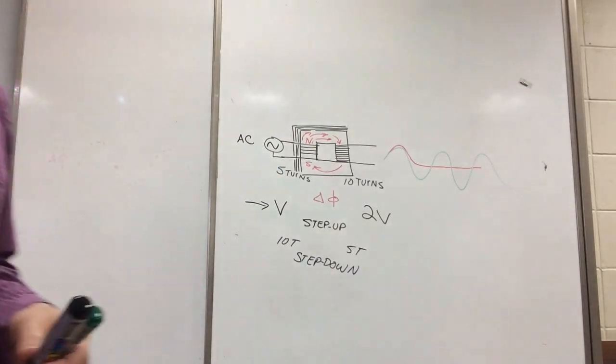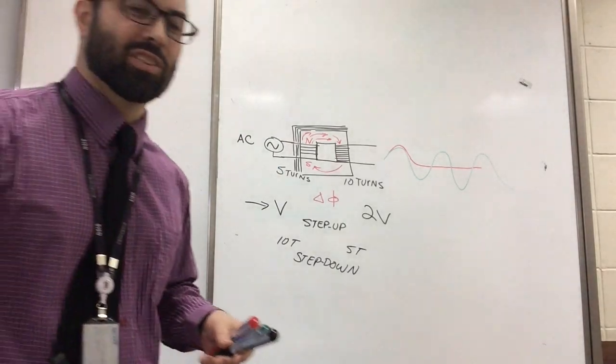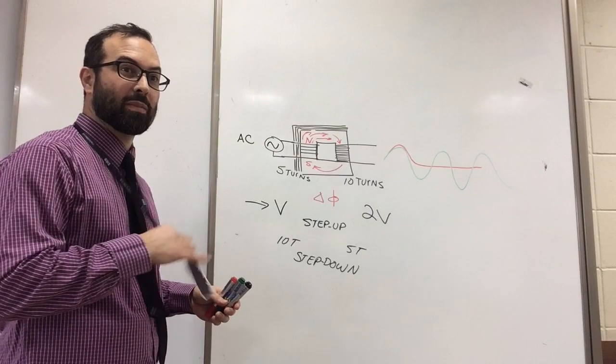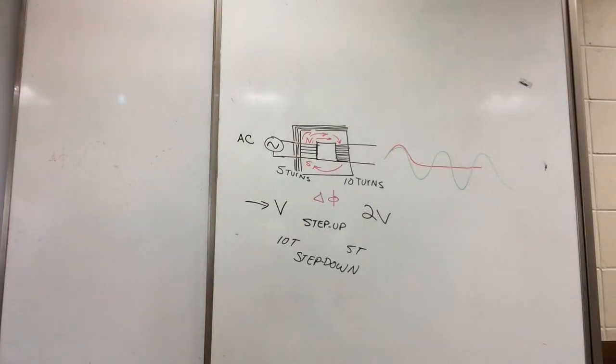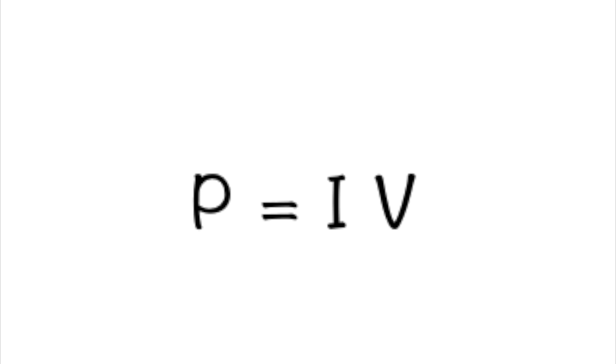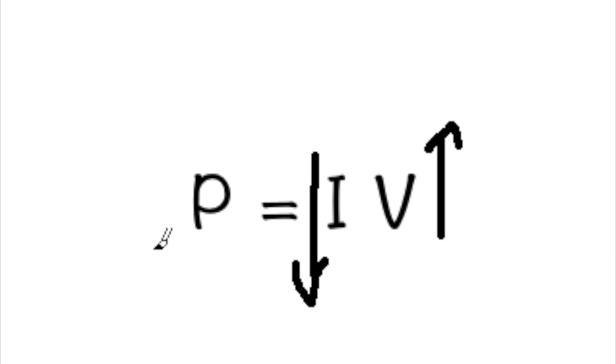Now, the cool part about this is that this is, once again, this is free energy, right? Can we get free energy? I don't know. Well, let's talk about power then. What is power? Our equation, power equals current times voltage. Then if our voltage ends up going up, then our current needs to be going down. So our power actually stays the same.